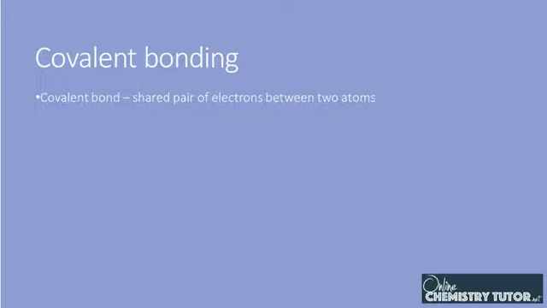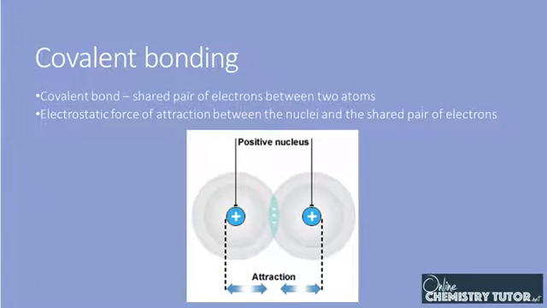So a quick reminder, a covalent bond is a shared pair of electrons between two atoms. Virtually every A-level student would be able to say that. Sometimes not all A-level students are clear on why a covalent bond holds two atoms together. It's because you have an electrostatic force of attraction between the positively charged nuclei and the shared pair of electrons.